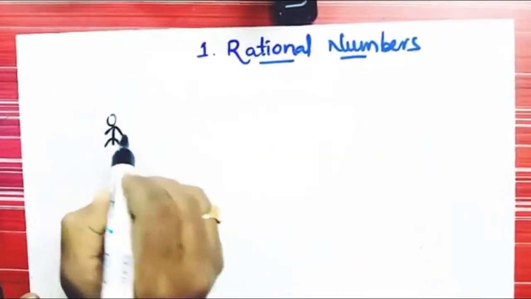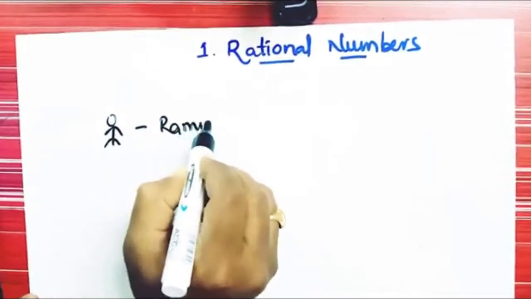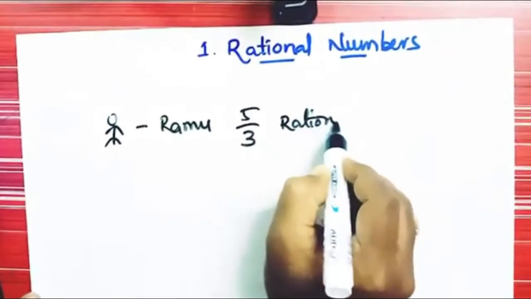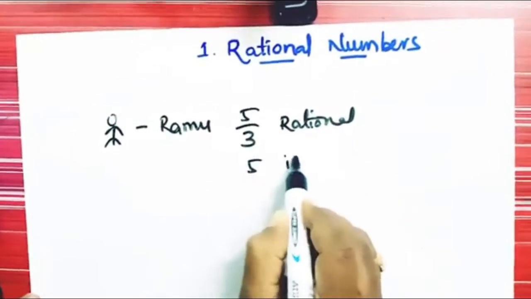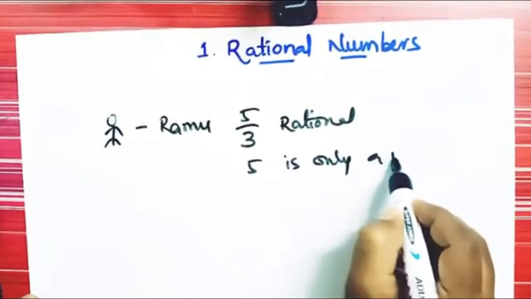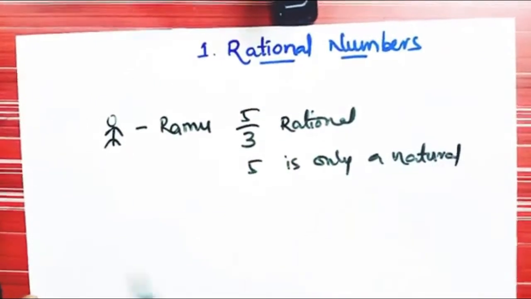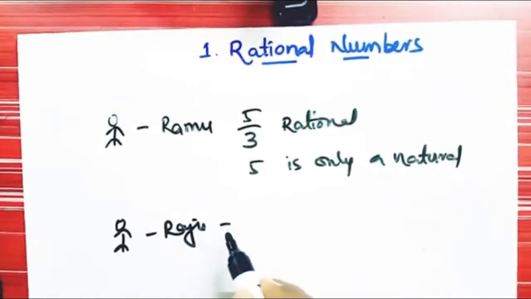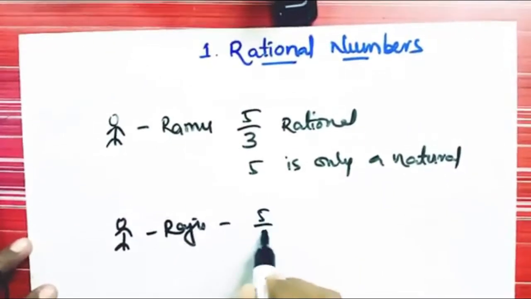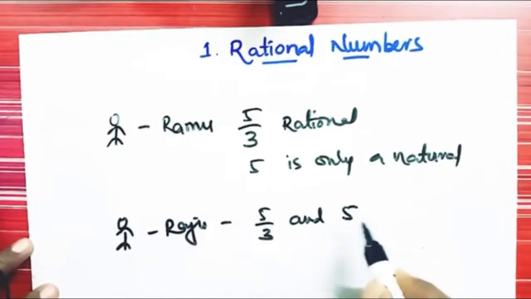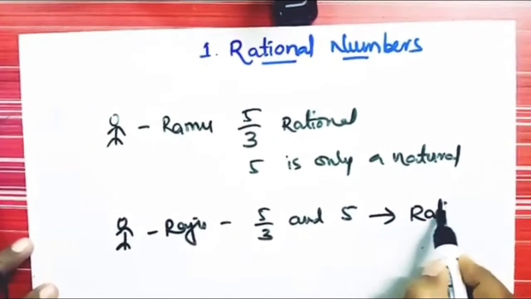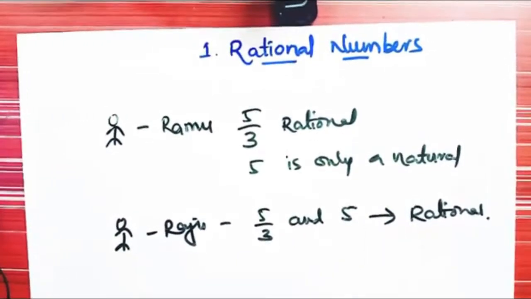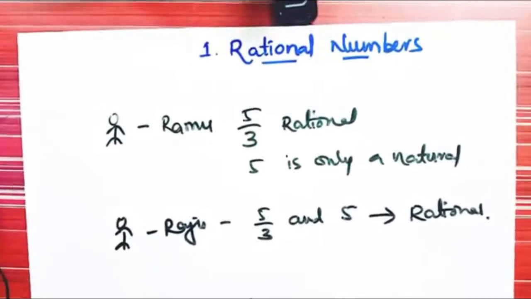One person, Ramu, says 5 by 3 is a rational number, and 5 is only a natural number. One more person, Raju, says 5 by 3 and 5, both are rational numbers. With whom do you agree? Yes, I will agree with you, Raju.